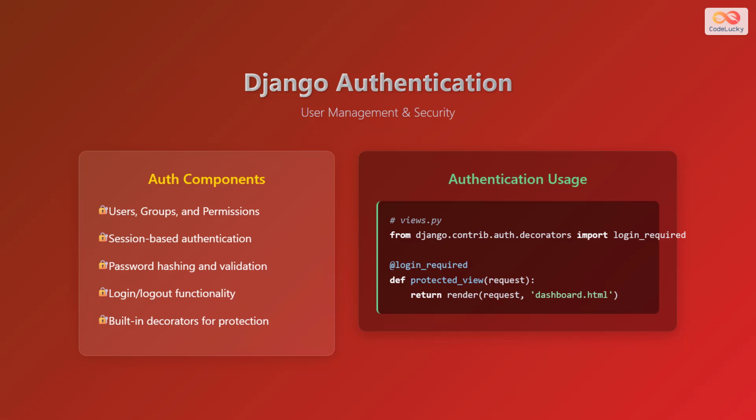Django's built-in authentication system provides comprehensive user management capabilities out of the box. The system includes user, group, and permission models for managing access control. Session-based authentication maintains user state across requests, while secure password hashing protects user credentials using industry-standard algorithms. The framework provides login and logout functionality, password reset capabilities, and user registration workflows. Built-in decorators like login_required protect views from unauthorized access. The authentication system integrates seamlessly with Django's admin interface and can be extended for custom requirements.